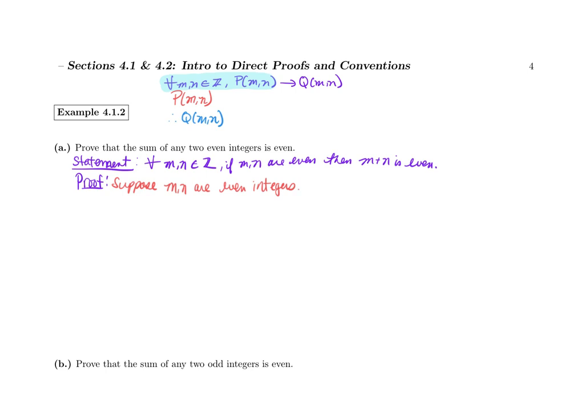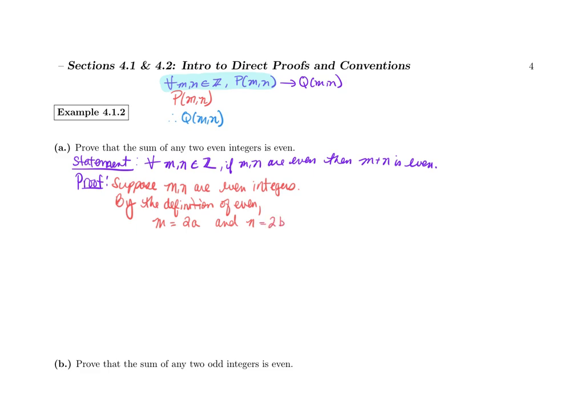So now the goal is to use any definitions or theorems that we can to give us as much information as possible about what we just supposed is true. So we supposed m and n are even integers. Luckily, earlier in the section, we talked about the definition of even. So to give our readers the reasoning, we're going to say, by the definition of even, we're going to say that m equals 2a and n equals 2b.